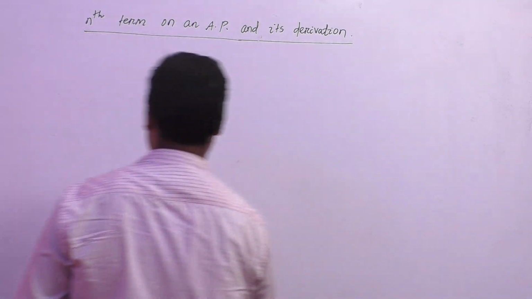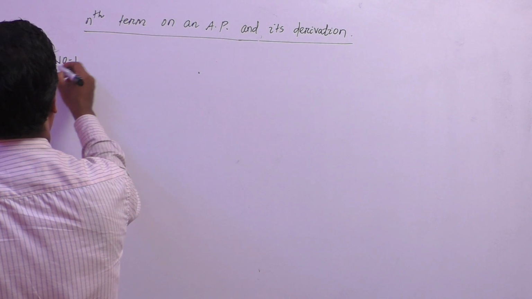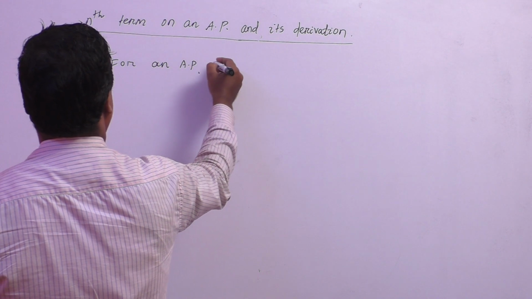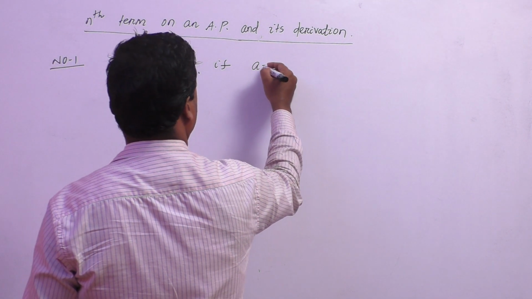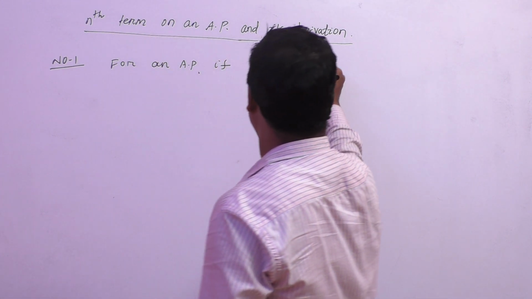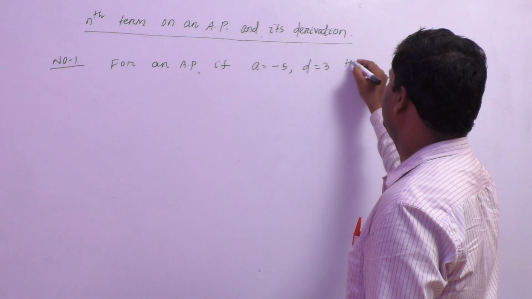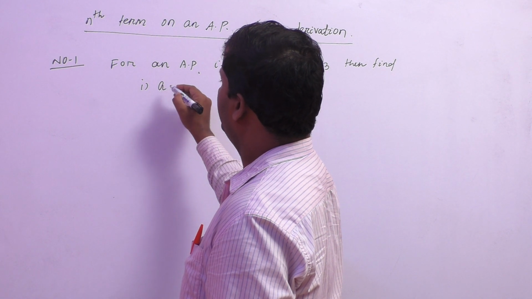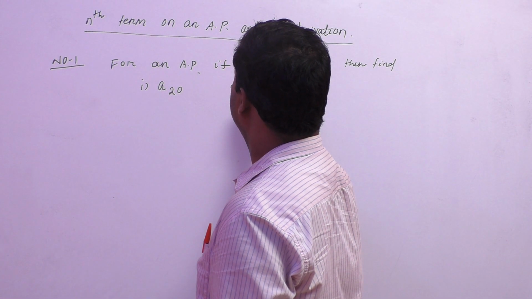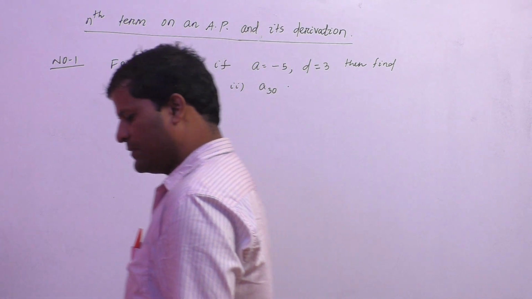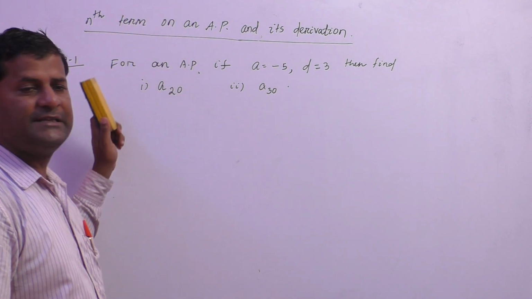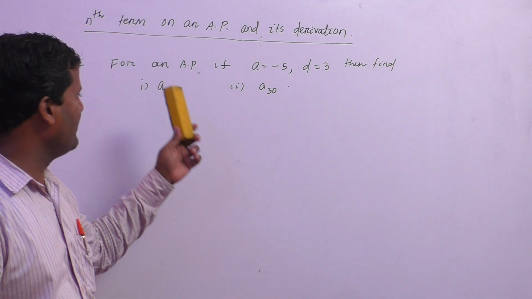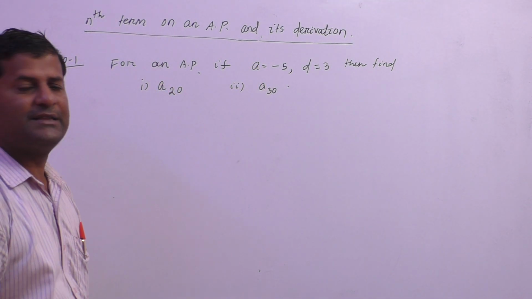Going to question number 1. For an AP, if a equal to minus 5, d equal to 3, then find a20, second one a30. The meaning of this question is a sequence is given in AP whose first term is minus 5, common difference is 3. Now you have to find what is the 20th term and what is the 30th term.